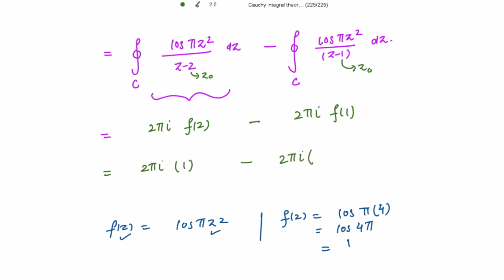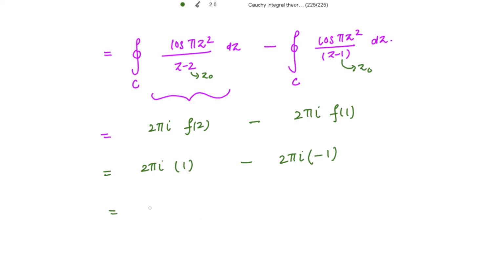Okay, finding f(1) now. Just put z = 1 over here. We get cos(π·1²) is 1, that is cos(π), that is equal to negative 1. So f(1) is negative 1. So this is equal to 2πi plus 2πi, and that is 4πi, which is the required answer for the given integral.